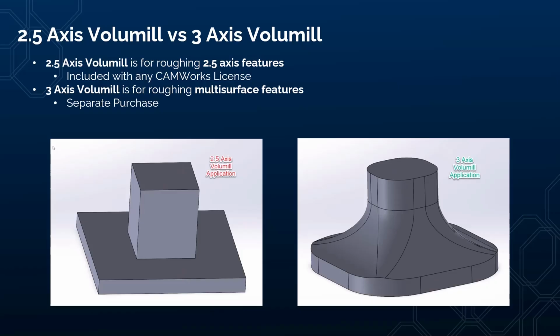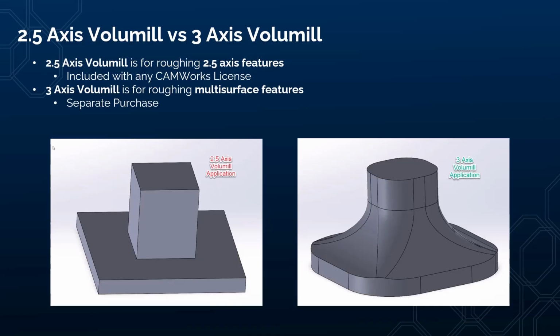Okay. Next, I want to explain the difference between 2.5 axis volume mill and 3 axis volume mill. Volume mill, as you know, is a high-efficiency trochoidal toolpath that allows users to quickly rough out material by using the full flute length of your cutting tool, small step overs, and large feed rates. The toolpaths only use arc motions and do not wear out your cutting tool as quickly. So this is an awesome toolpath.